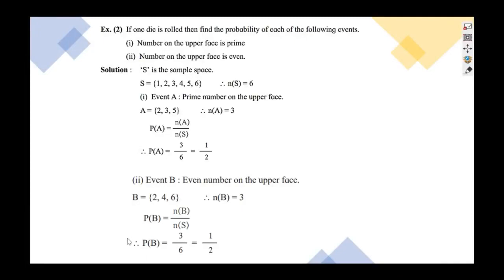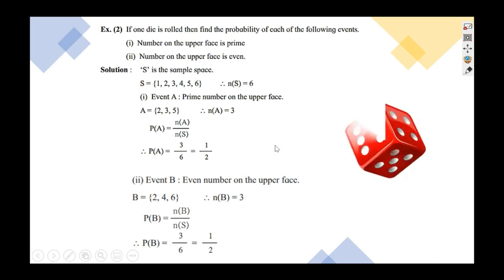Here is another situation given. If one die is rolled, then find the probability of each of the following events. The first condition is the number on the upper face is a prime number; the second, the number on the upper face is an even number. We know that a die has 6 faces, and the 6 faces have numbers 1, 2, 3, 4, 5 and 6.